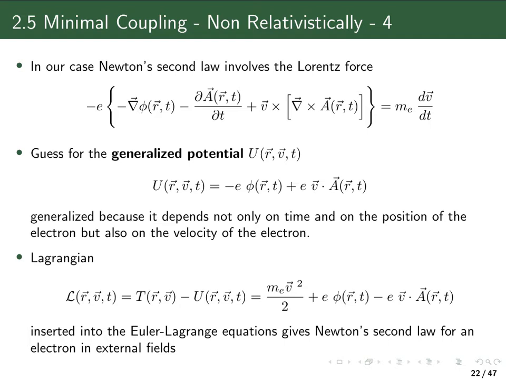By the way, the reason why this potential is called a generalized potential is because it does not only depend on the position and on time, but it also depends on the velocity of the electrons. Now, if we insert this generalized potential in the Lagrangian, remember the Lagrangian was the kinetic energy minus this generalized potential. And the kinetic energy of an electron, of course, is just the mass of the electron times the velocity squared divided by 2. And then minus the generalized potential gives us this expression.